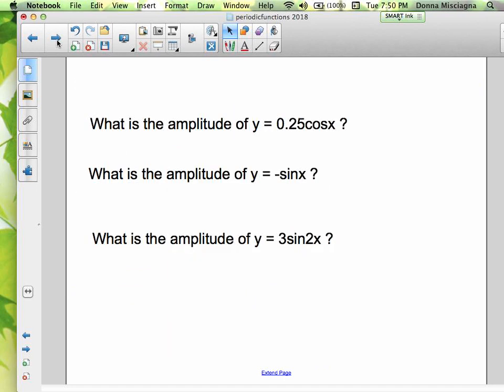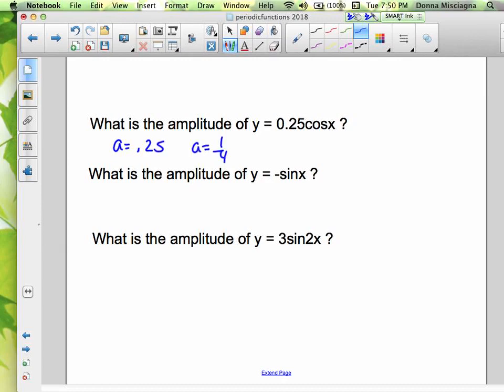All right, so let's identify the amplitude here from our equations. What's the amplitude of y equals 0.25 cosine x? The amplitude, if you like it as a decimal, is 0.25. If you like it as a fraction, it's 1/4. How about the amplitude of y equals -sine x? Remember that amplitude is the absolute value of that number in front. So our amplitude is the absolute value of -1, which means it's also 1. So it's not vertically stretched or shrunk at all. That graph would just be reflected.